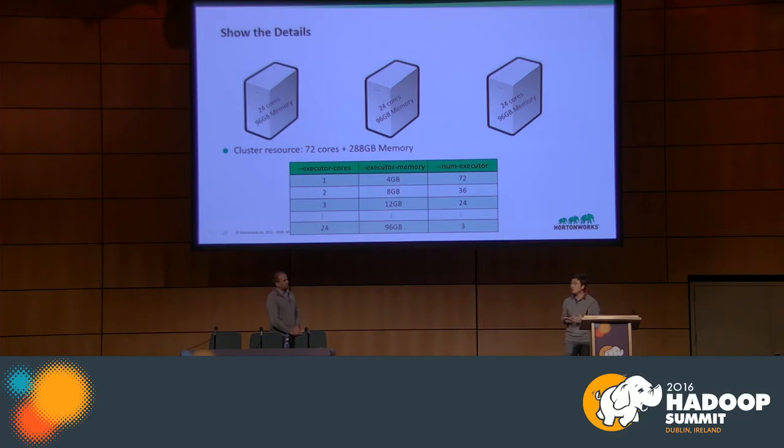If we increase the size of an executor, then the number that can be allocated will decrease. To the extreme, we can put all the resources of 1 node, here 24 cores and 96 GB of memory, into one executor. Then we can only allocate 3 executors.